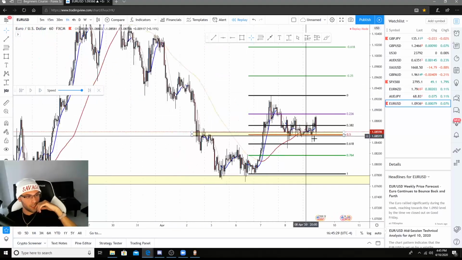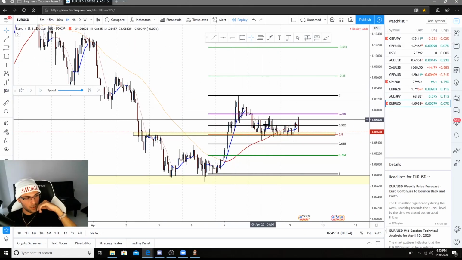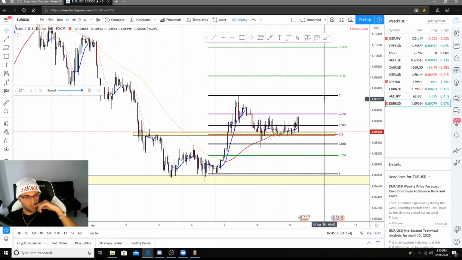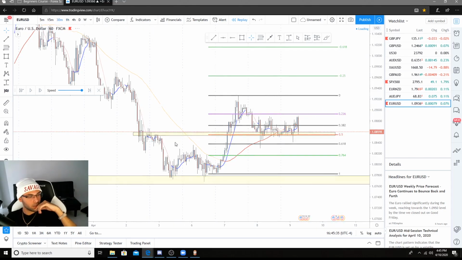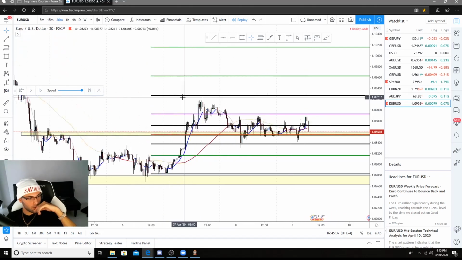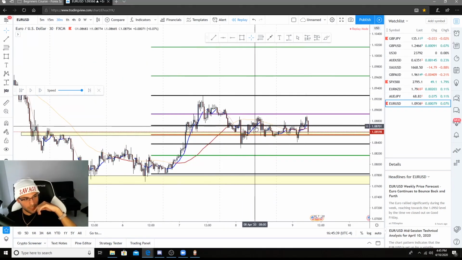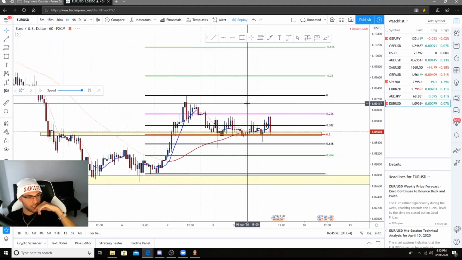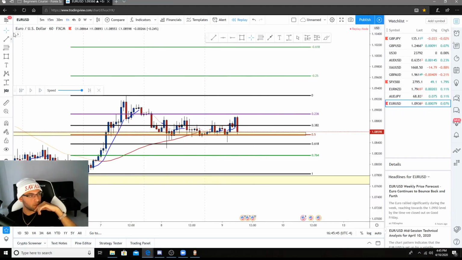Now, it is creating a side channel, which is most likely, let's go to 30 minute. We had a little trend going back down, side channel. Now, price is most likely going to shoot up.